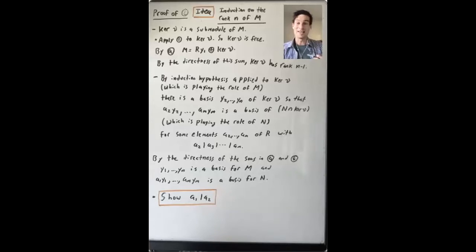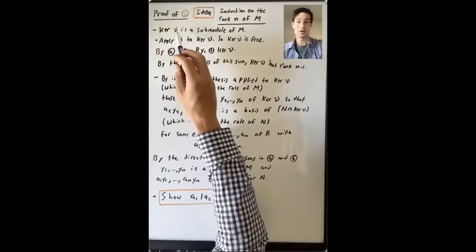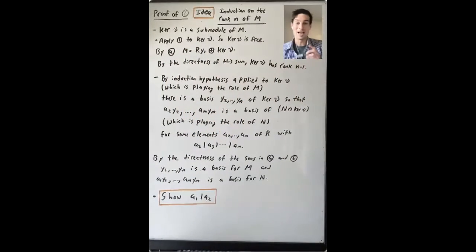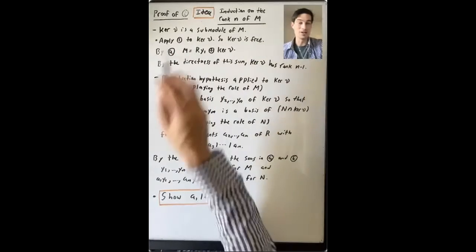Where do we find a free R-module of rank n minus 1 or less? Well, the kernel of nu is a submodule of M, and we're going to apply the first part of Theorem 4 to the kernel of nu.